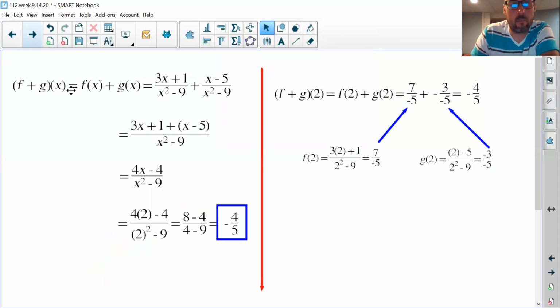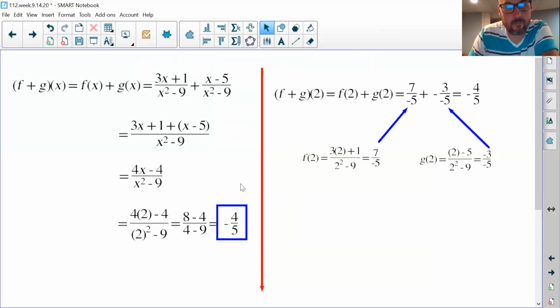The last bit on this problem was f plus g of 2. There's two ways to do this problem. We know that f plus g of 2 is really f of 2 plus g of 2. So you just show some work and find out what f of 2 is. It's negative 7/5. Find out what g of 2 is. It's negative 3 over negative 5. And then just plug them in. You want to add them up. So they have the same denominator. So I get to add negative 7 plus negative 3, which is negative 4 divided by negative 5. So negative 4/5 is your final answer.